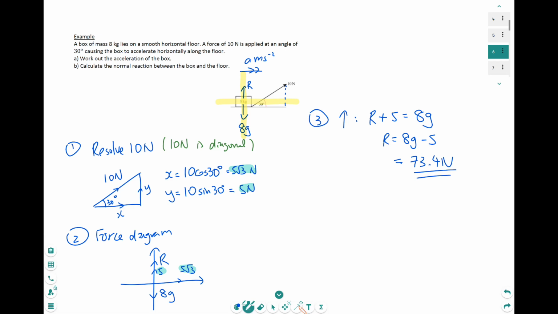Now, in mechanics, you can answer any question in any order. And now, what about horizontally? Horizontally, because there is an acceleration, you've only learned one formula about force and acceleration, which is F equals ma. Now, what's the force? The force in here is the resultant force. On the x-axis, there's only one force pulling it forward. The reason that it's accelerating is because of this force 5√3. So 5√3 equals the mass 8 times a. So a equals 5√3 divided by 8, and that's going to be 1.08 meters per second squared.